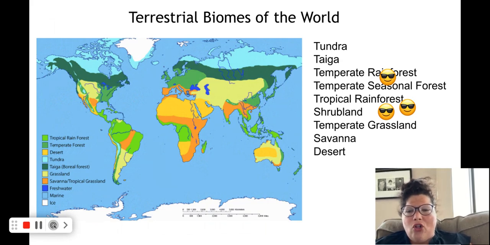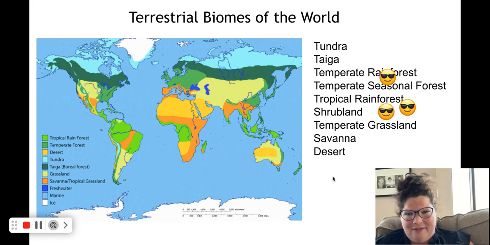Here's a map of all of them. We're going to go through all 1, 2, 3, 4, 5, 6, 7, 8, 9 of these, but it's a great map for you to kind of understand the distribution. In Korea, right here, we're kind of like temperate forest area is where we are, but you can kind of compare everything around the globe.